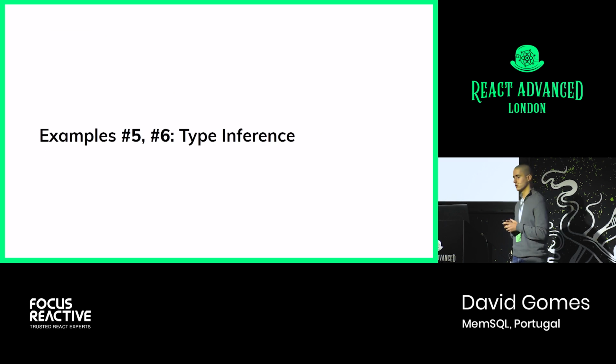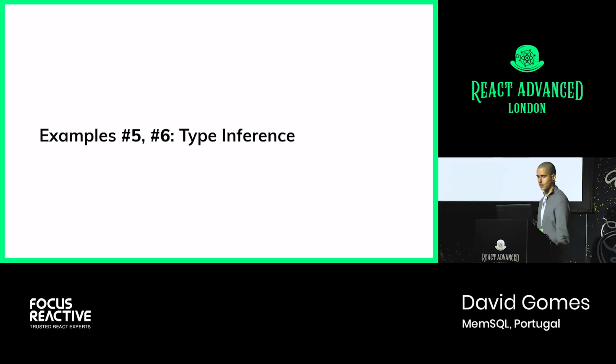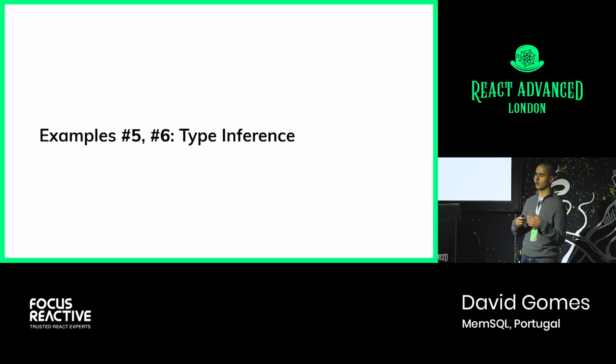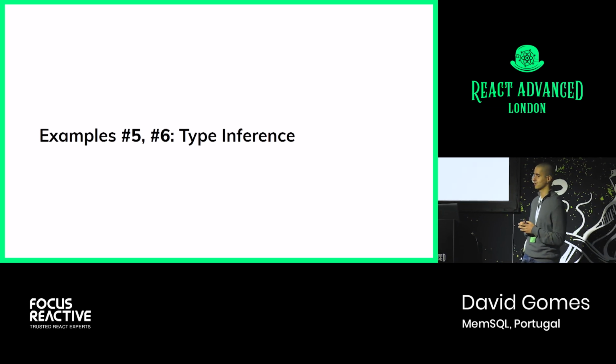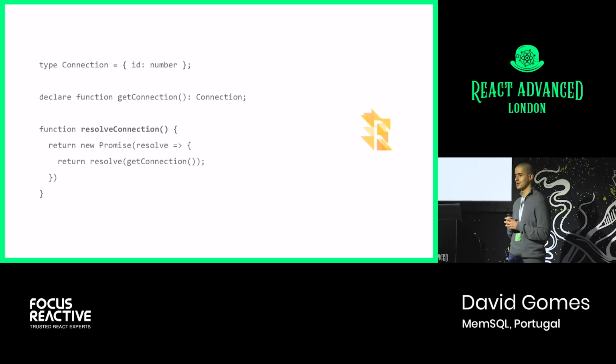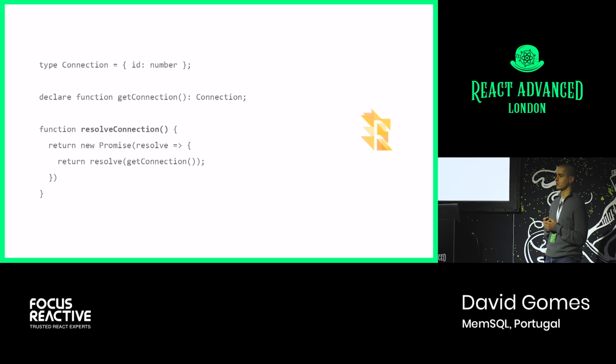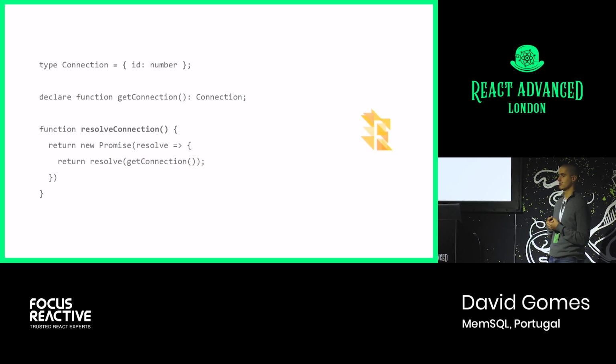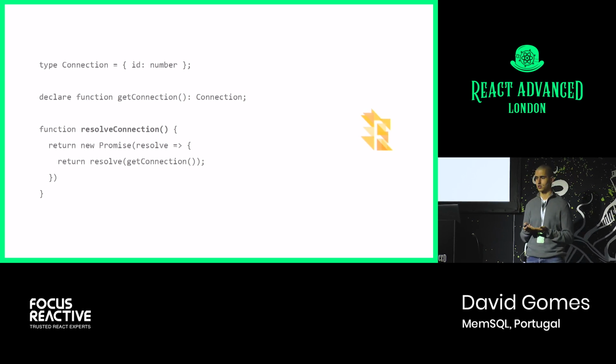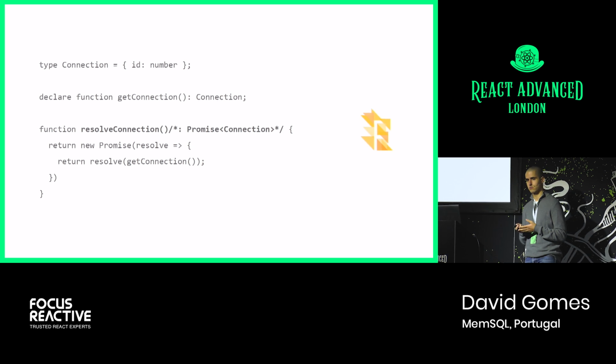So let's look at some type inference examples. I wish I had more. I could have dozens of them, but we just don't have time. So we have a type Connection, a very simple object type, and then we declare a function called getConnection that returns the connection. And then we implement our own function called resolveConnection, which returns a promise that resolves the output of getConnection. So the return type of this function is Promise over Connection.